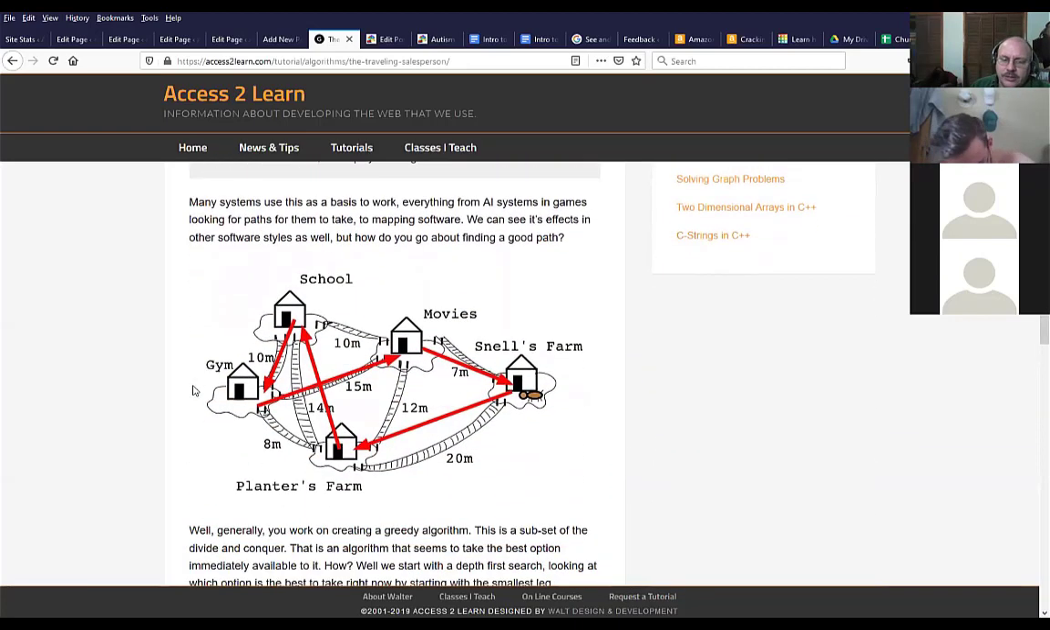So here's an example of what you might see. We've got to start and stop at the same point. Where are we going to start and stop, and how are we going to get from place to place?